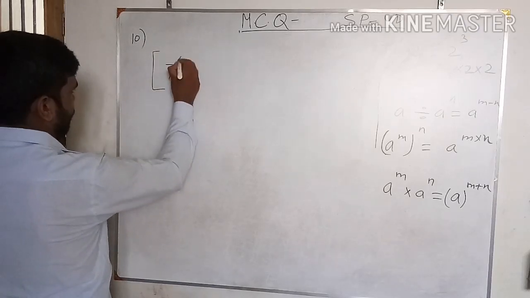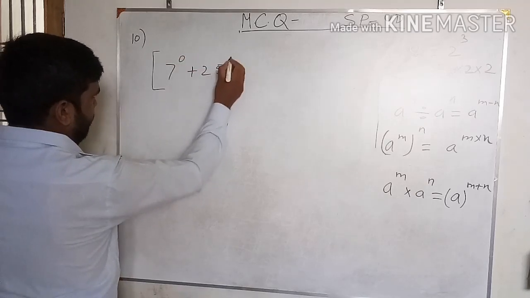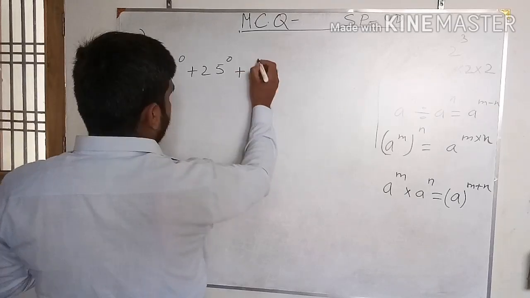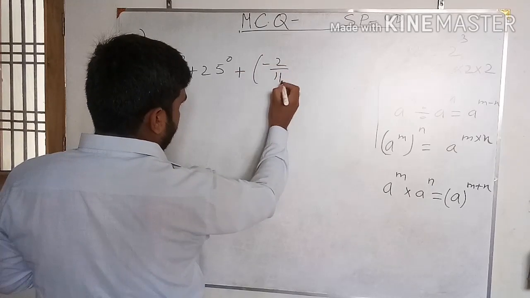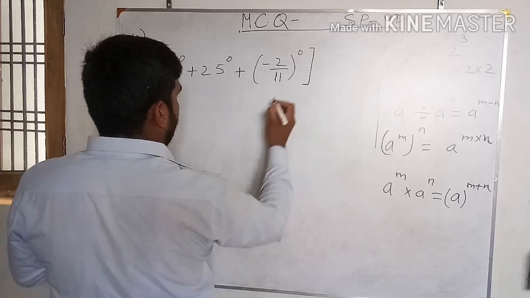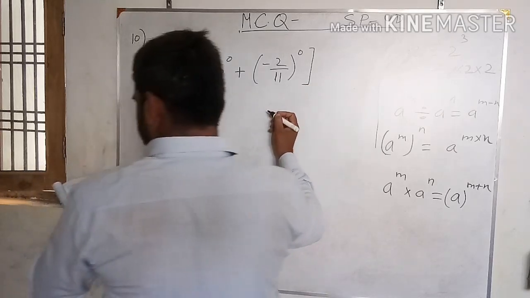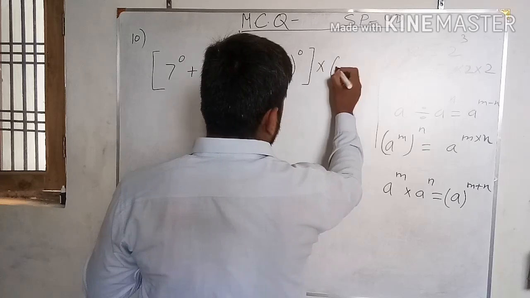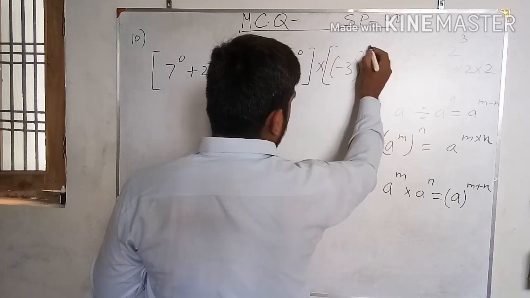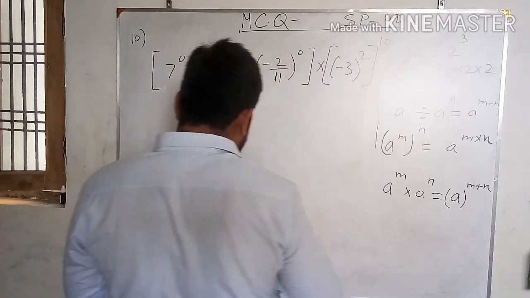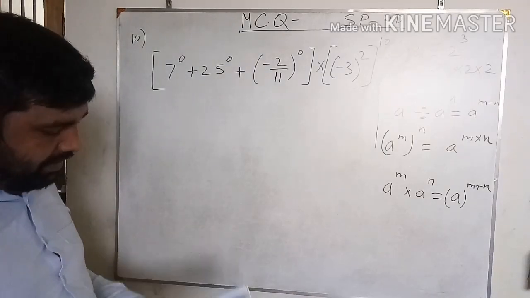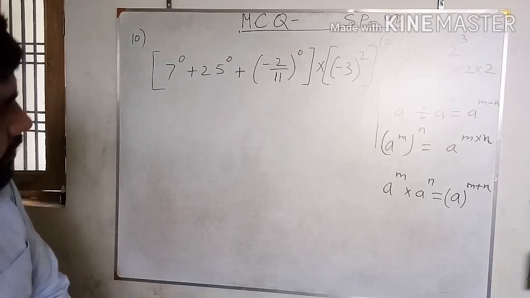7 to the power 0 plus 25 to the power 0 plus (minus 2 by 11) whole to the power 0. Now multiply (minus 3 to the power 2) whole to the power 10. This value we have to find.